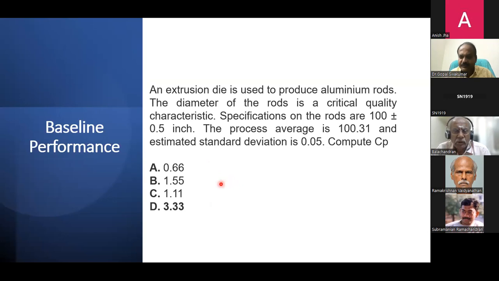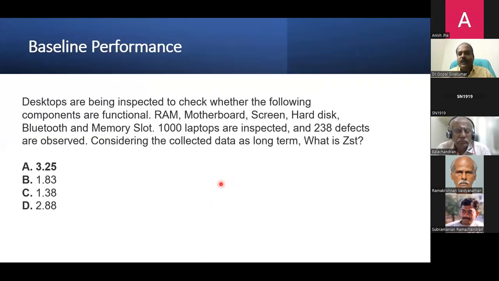Am I correct? Now, desktops are being inspected to check whether the following components are functional: RAM, motherboard, screen, hard disk, Bluetooth, and memory slot. How many items you are checking? 6 items. Six opportunities for a defect to happen in your laptop or in your desktop. Now, 1,000 laptops are inspected. Now, the team has noticed 238 defects. Under this scenario, what will be your ZST?